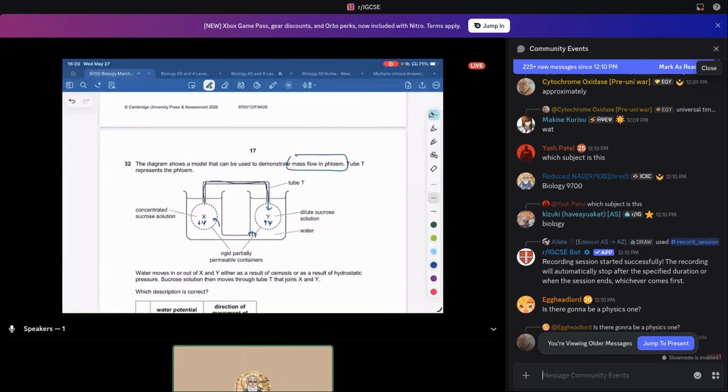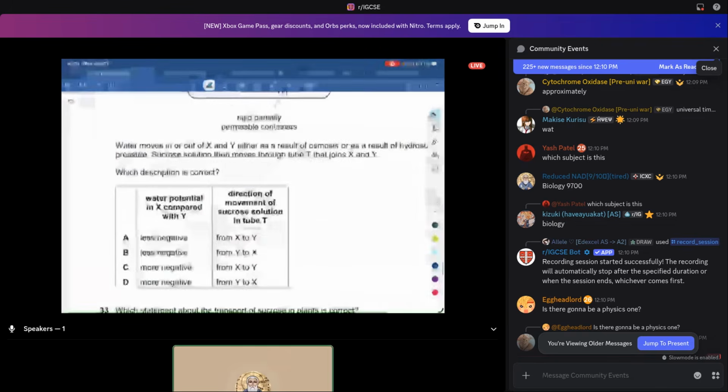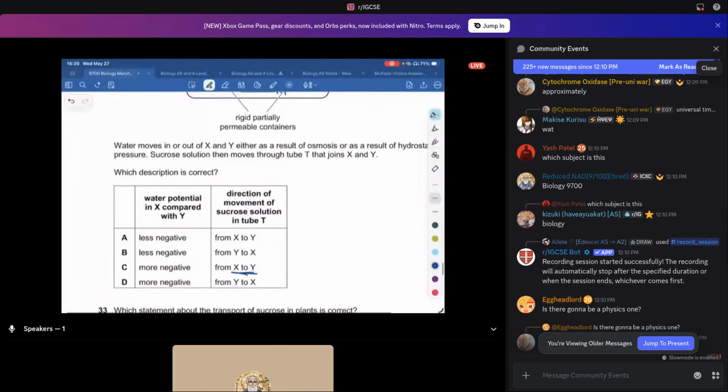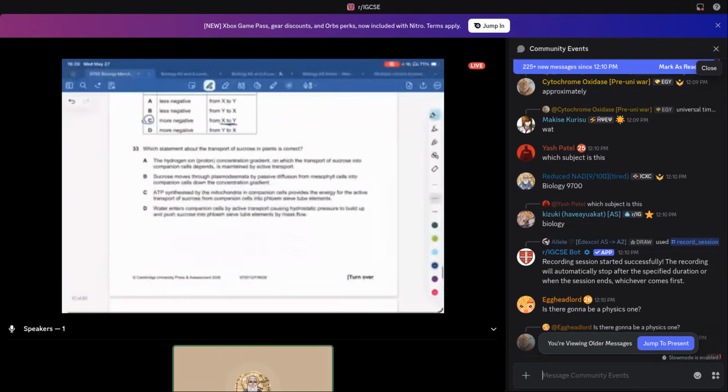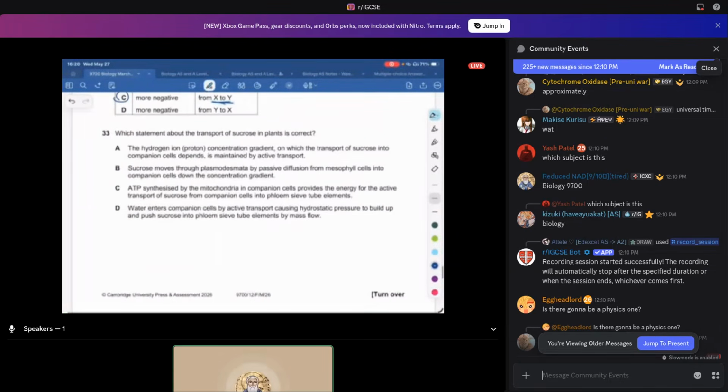And it already gave you a hint: demonstrated mass flow in the flow. So it goes from where there's a lot of sucrose to where there's few. So it goes from X to Y, and the water potential in X is lower, so more negative.